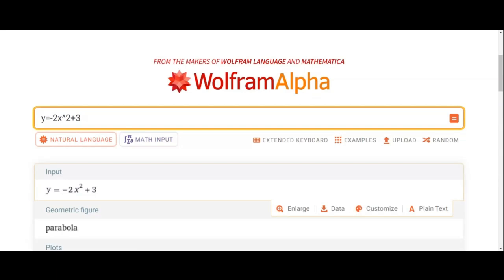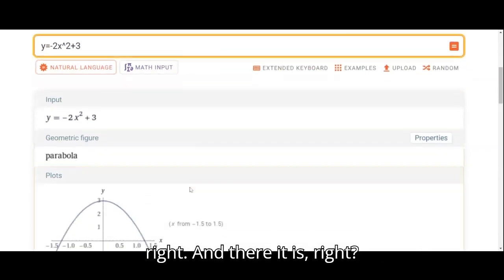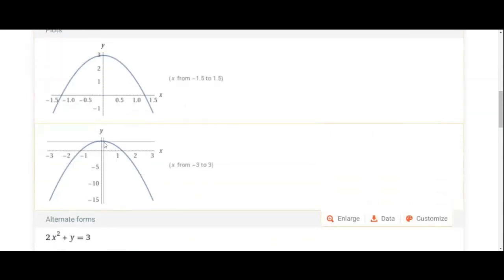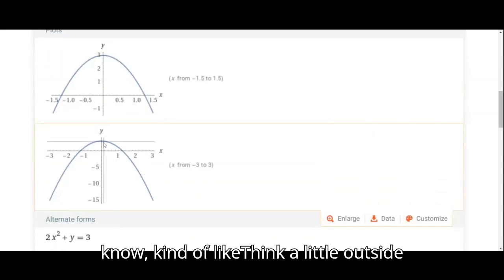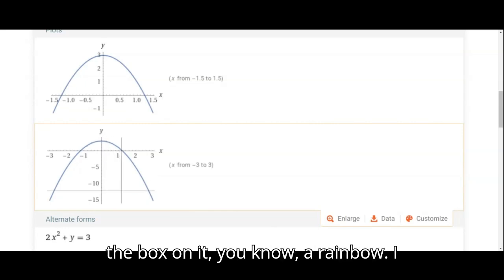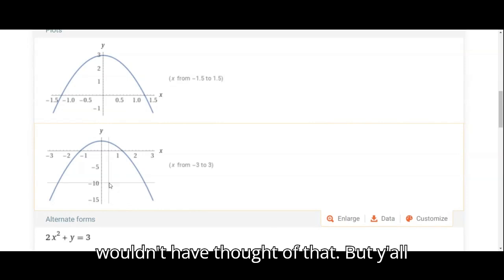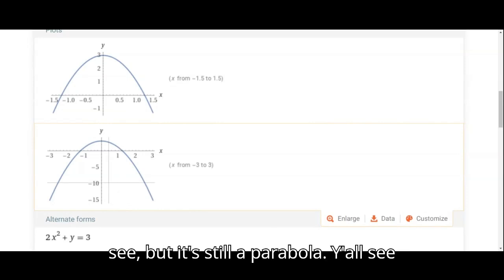Something like that. Okay, that's a good call. And there it is. I like when my students think a little outside the box on it. A rainbow, I wouldn't have thought of that. But y'all see, it's still a parabola. Y'all see that?